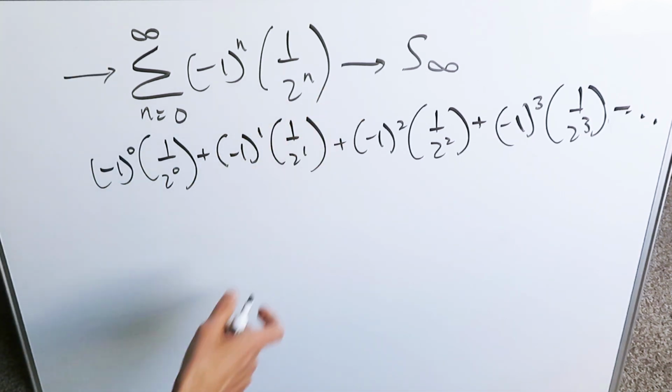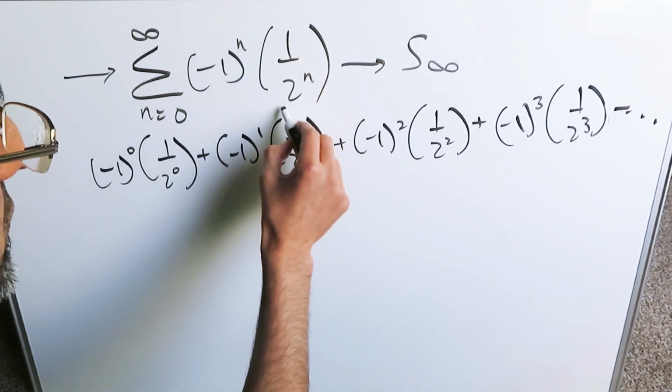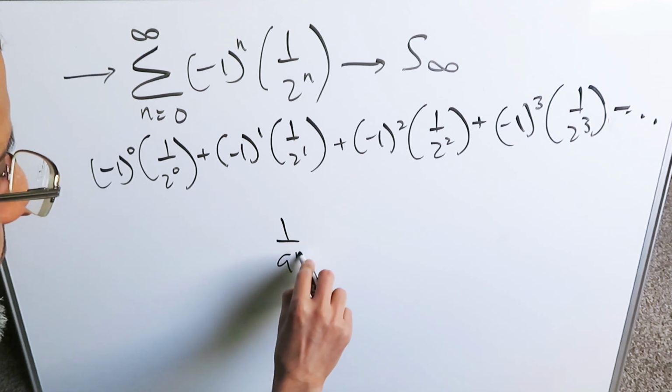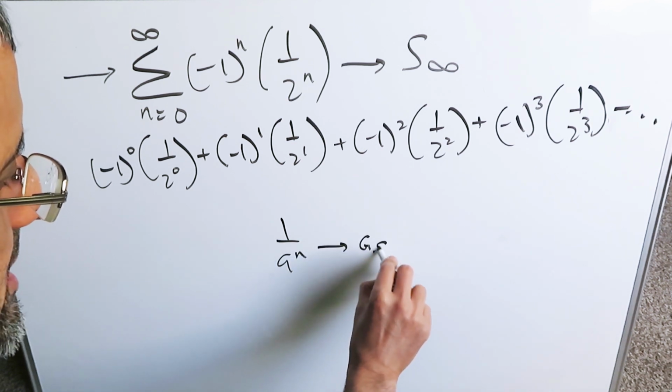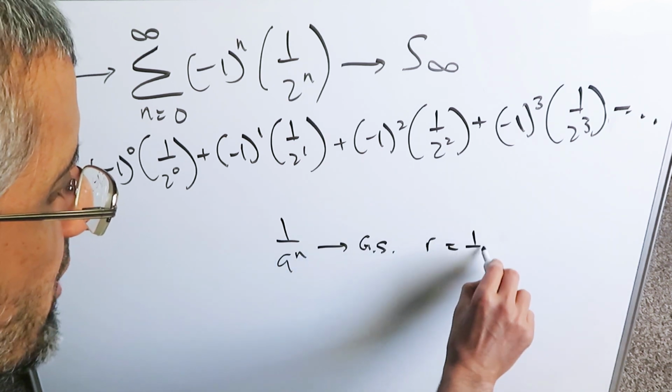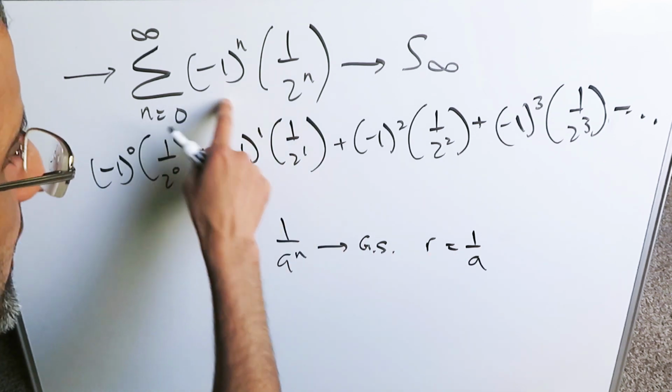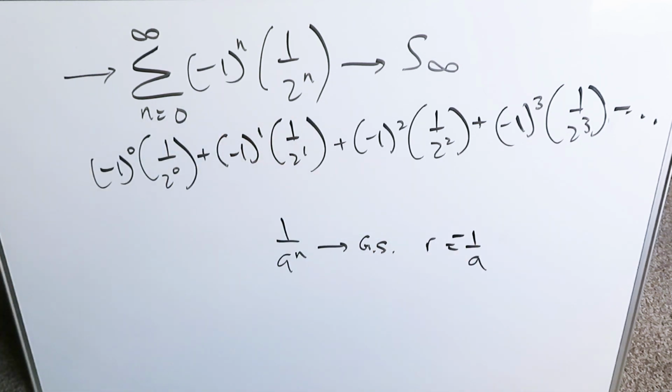What's my common ratio over here? I'm looking here at a 1 over 2. Remember I told you the rule, when you have 1 over a to the n for geometric series, your common ratio is just equal to 1 over a. But here I have a minus 1. So I can say my common ratio is a minus 1 over a. That's what it'd be. If you don't accept it, take any two terms.